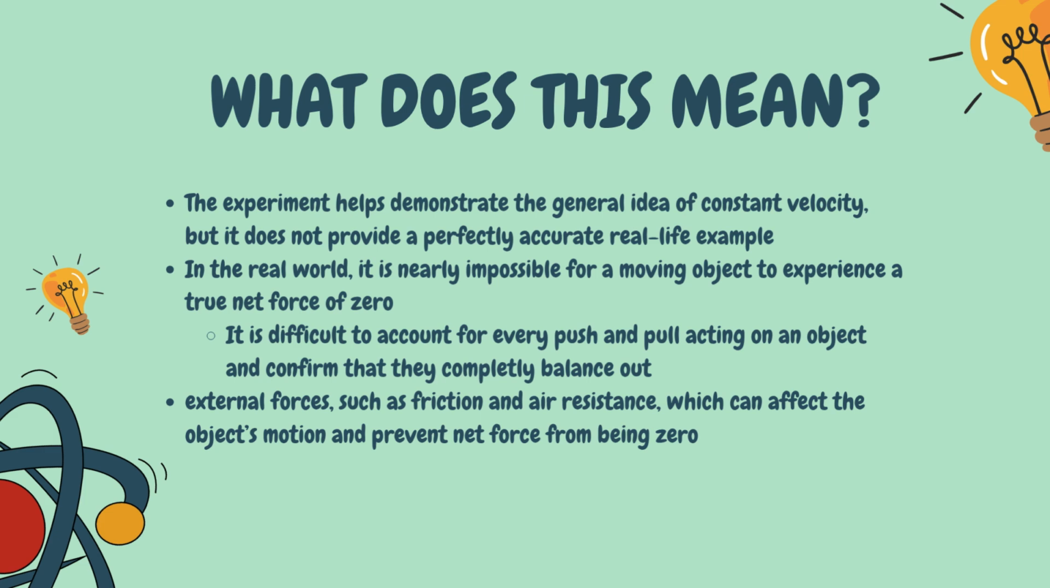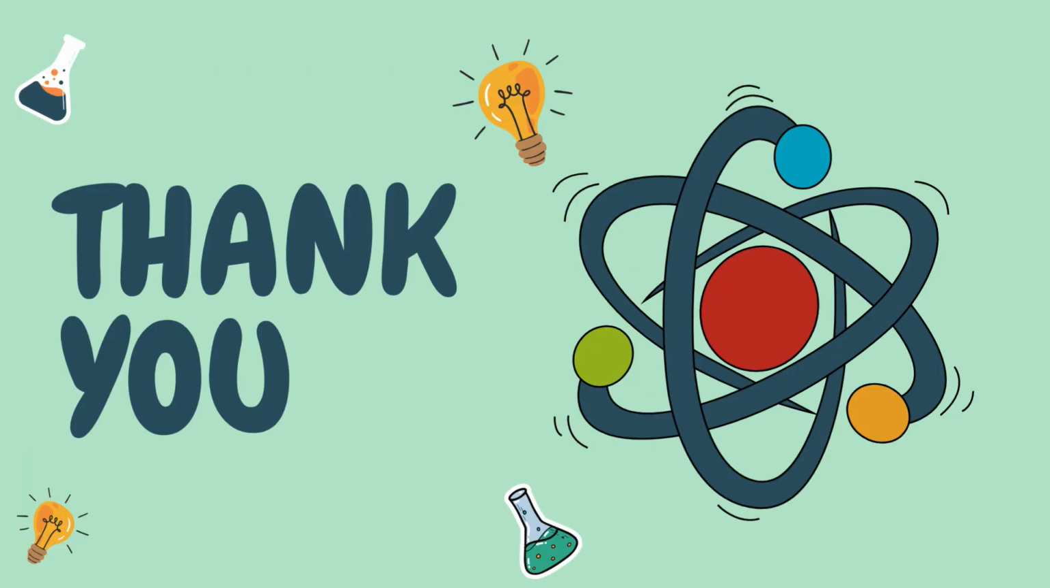What does this mean? The experiment helps demonstrate the general idea of constant velocity, but it doesn't provide a perfect, accurate real-life example. In the real world, it's nearly impossible for a moving object to experience a true net force of 0. It's just difficult to account for every push and pull acting on an object and confirm that they completely balance out. And then external forces such as friction and air resistance could affect the object's motion and prevent net force from being 0.